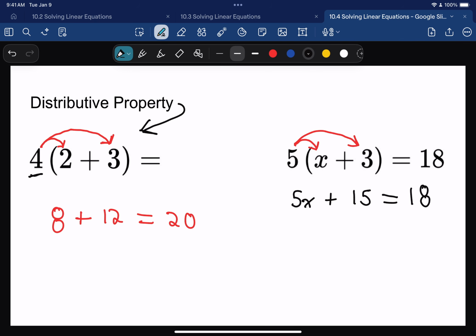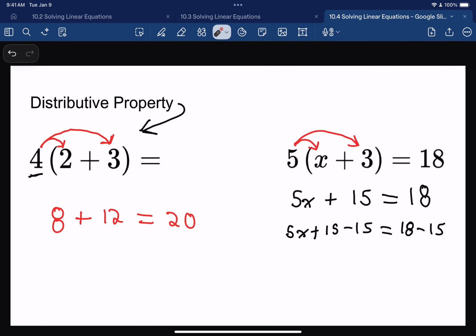So now we're here, and this looks like chapter, I believe, 10.2, where we have a two-step equation, and now we need to solve this equation. So then what we would do is we would follow our steps of subtracting 15 from this side because we are adding 15. So we would go 5x plus 15 minus 15 equals 18 minus 15.